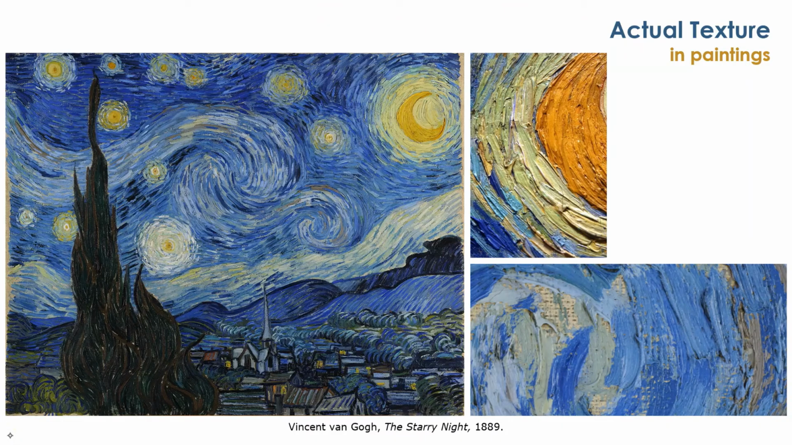A painter may develop a rich tactile surface as an expressive device. We can see actual texture on a two-dimensional surface in Van Gogh's painting, The Starry Night. Applying thick paint on the canvas, Van Gogh invented textural rhythms that convey his intense feeling.